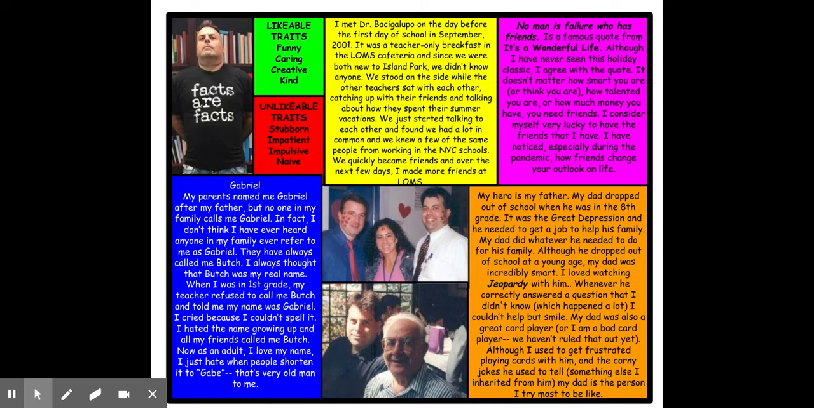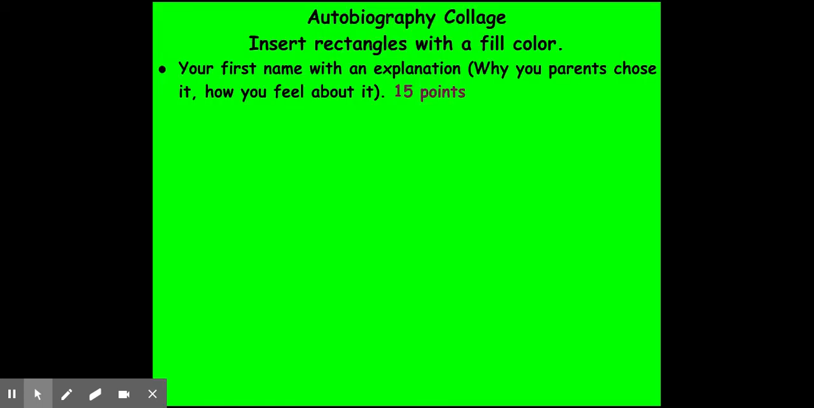This took me about 35 minutes. So, the first thing you're going to do is you're going to need to insert some rectangles and fill them with color. In the first box, you're going to write your first name with an explanation. Why your parents chose this name, how you feel about it. This is worth 15 points. I would recommend using a 14-point font, maybe a 12-point font, nothing smaller and nothing bigger than 14.